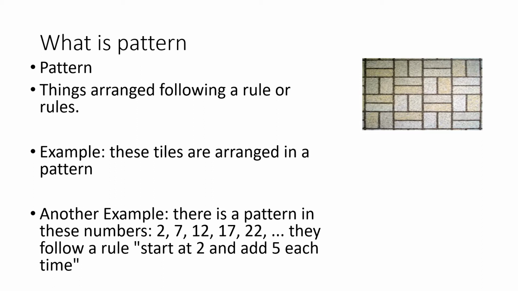Okay, another example, there is a pattern in these numbers. We have 2, 7, 12, 17, and 22. They follow a rule: start at 2 and add 5 each time. So as you observe here, you add 5 to 2 to get the next term, and you add 5 to 7 to get the next term also. 12 plus 5 to obtain 17. 17 plus 5 to obtain 22. So as you can see here, there's a pattern. To obtain the next term, you need to add 5.